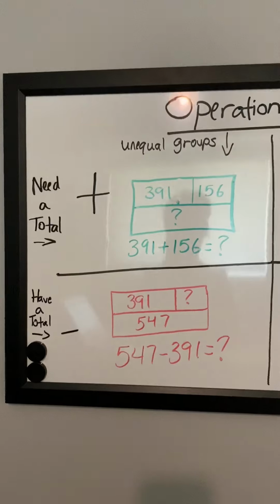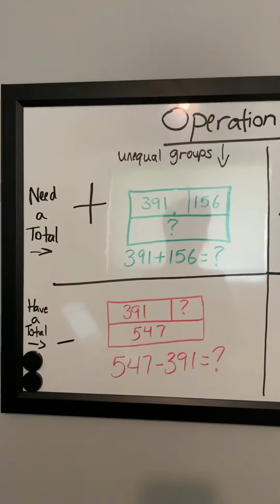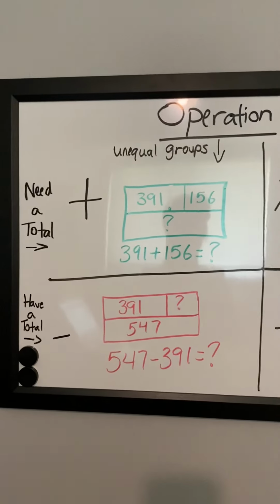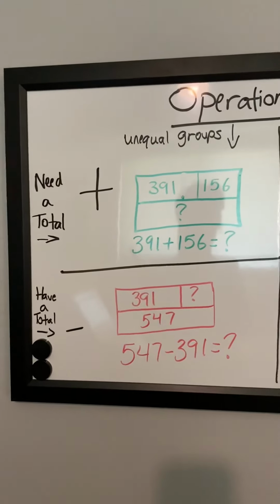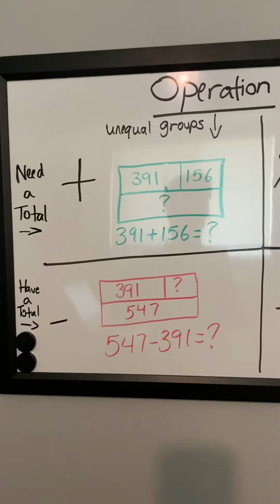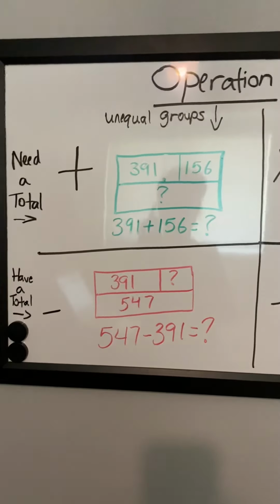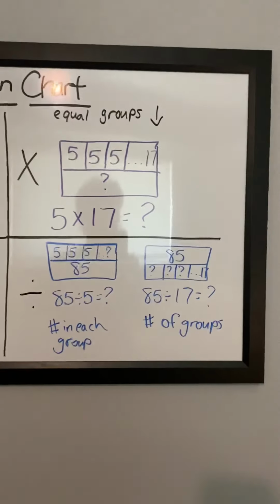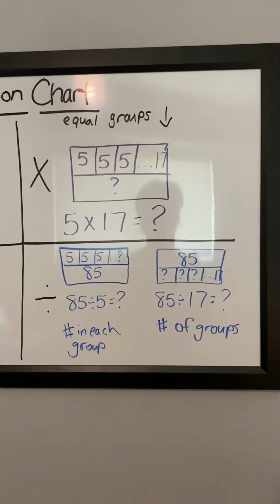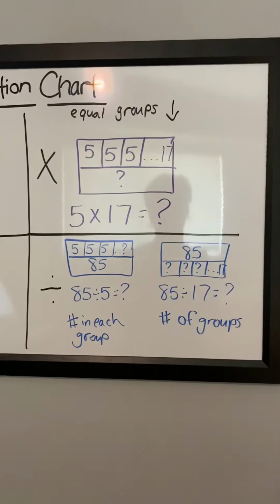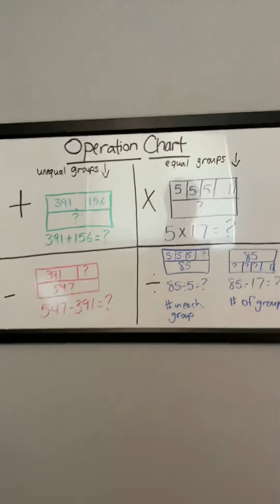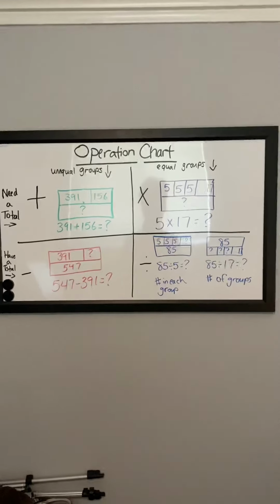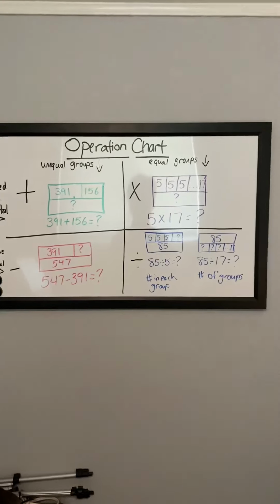Then at the top of the chart, it says unequal groups. So for addition and subtraction, I'm dealing with unequal numbers, okay? I do not have groups, I just have numbers. And so if you have a total and you have unequal groups, then you're going to subtract. If you need a total and you have unequal groups, then you're going to add, okay? For multiplication and division, if you have equal groups, then you're going to multiply or divide. So if you need a total and you have equal groups, then you're going to multiply. And if you have a total and you have equal groups, then you're going to divide.